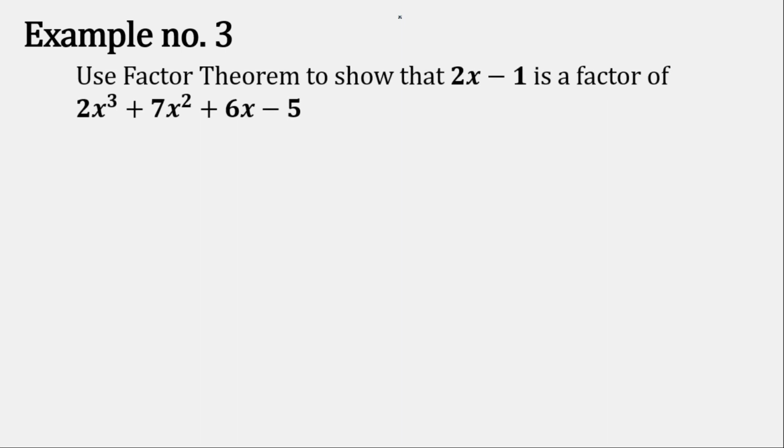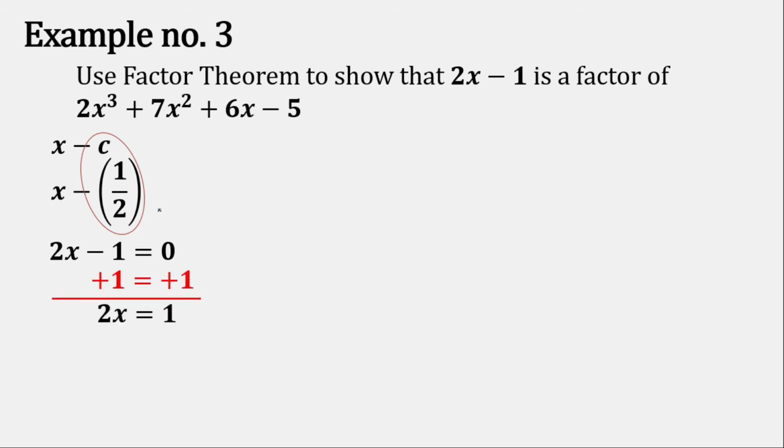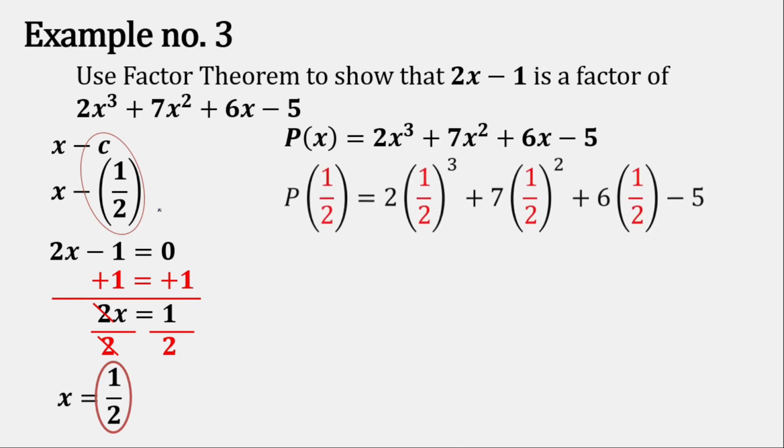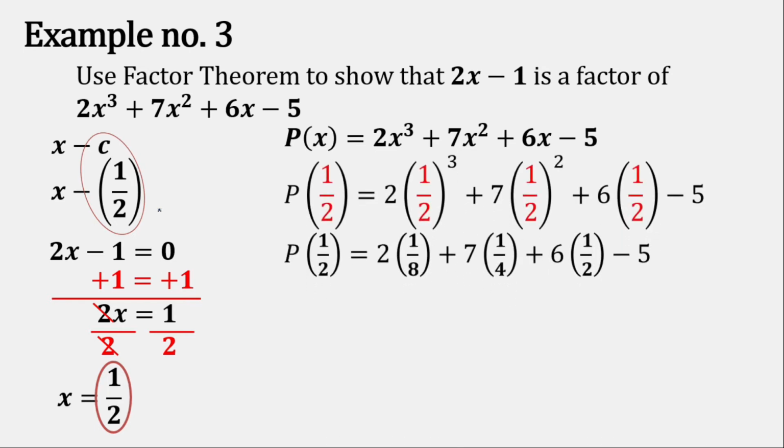Let's go to example number 3. Use the factor theorem to show that 2x minus 1 is a factor of this polynomial. Again, let's find the c first. We have our c as 1 half. Or we could just equate it to 0, find the value of x, and the value of x is 1 half. Now let's substitute 1 half on our x, and we have this.